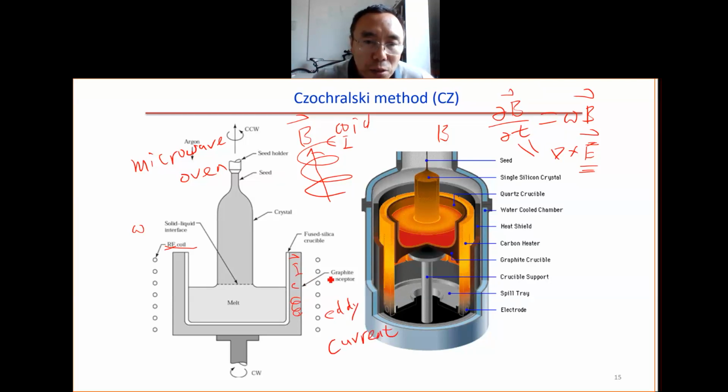So we have the current. This one connects the graphite conductor. So when we have the current, we have the heating. We have the heating, I R square Joule heating. So that's how we heat up this silicon by this RF coil.